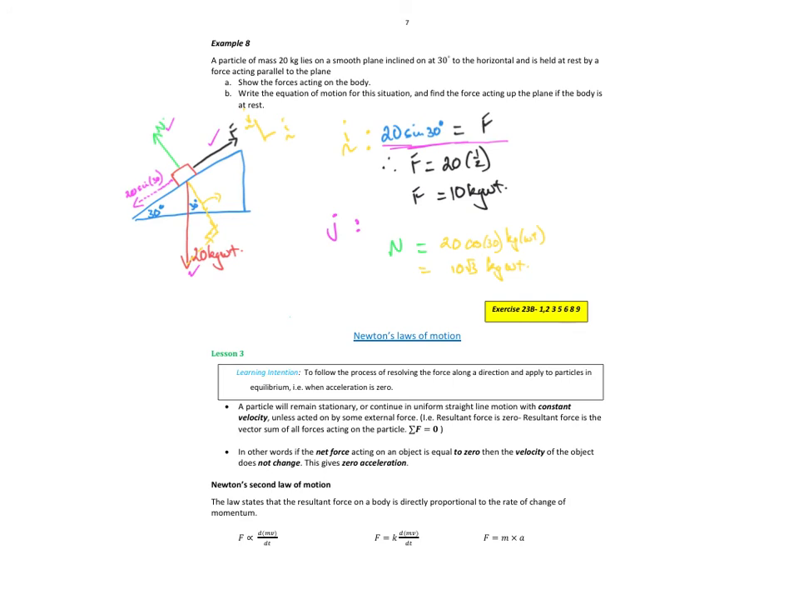All right. So in actual fact, the force is acting. All right, so there's my resolving of forces process. Let's have a go.